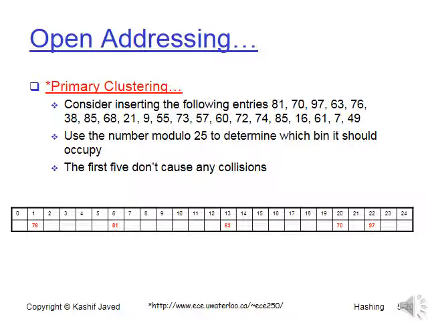Similarly, 70 mod 25 gives us 20. Therefore, we insert 70 into bin 20. 97 mod 25 gives us 22. We insert 97 into bin 22. Then 63 mod 25 gives us 13, and we insert 63 into bin 13. And the fifth one is 76 mod 25, which equals 1. Therefore, we insert 76 into bin 1.